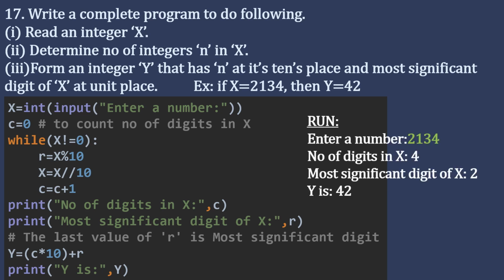So once you run the program, let's say the number entered is 2134, which is the x value. Number of digits in x, it will print as 4, and the most significant digit of x is 2. And finally, y becomes 42.